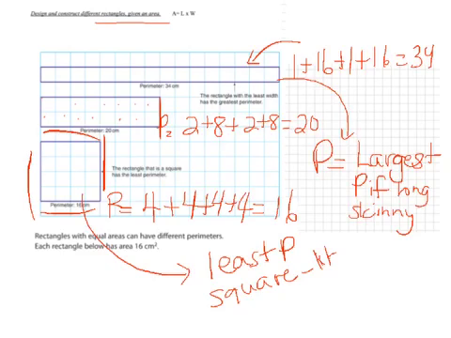Square-like will have the least perimeter. And again, that's a math generalization you can make.